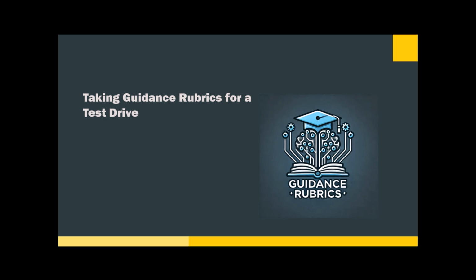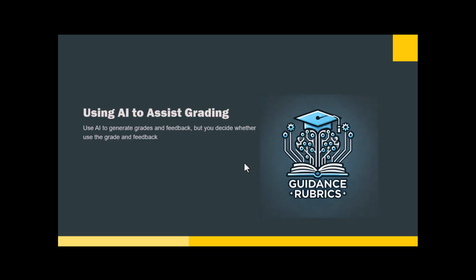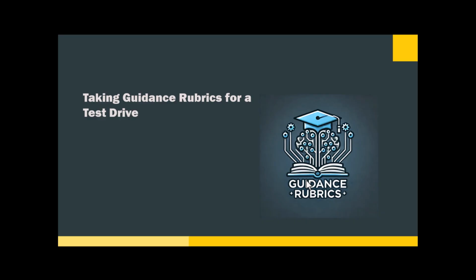Guidance Rubrics is a comprehensive system for automatically grading and giving feedback for Canvas quizzes. However, before you start automating your grading, you should take a test drive to learn some of the basics of the system. Once you have completed this test drive, you might want to use the system to assist you in grading. There's a video that discusses this. However, this video focuses on how to get started with Guidance Rubrics and take it for a test drive.